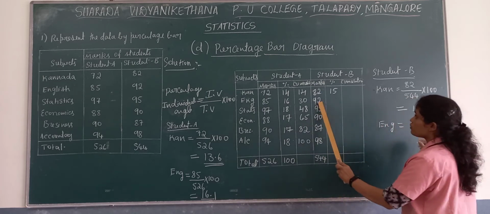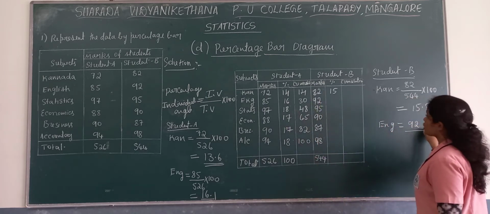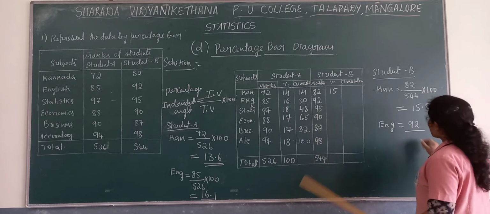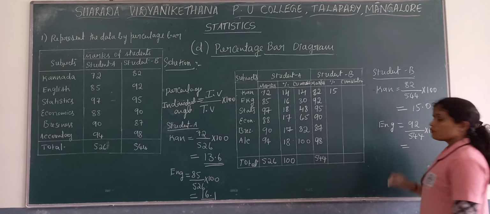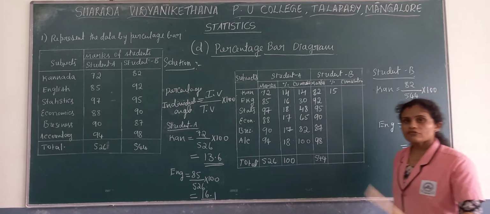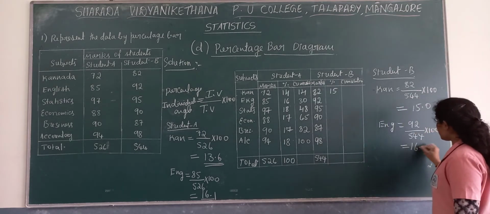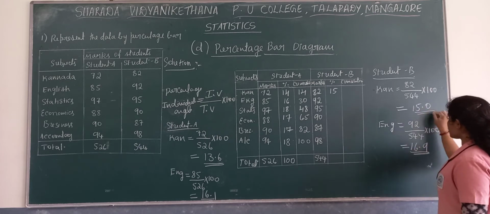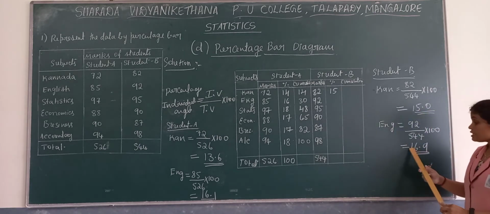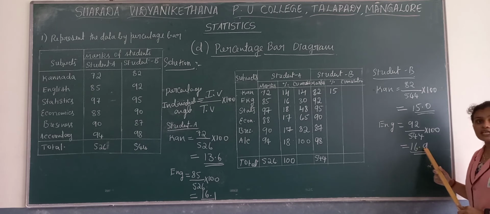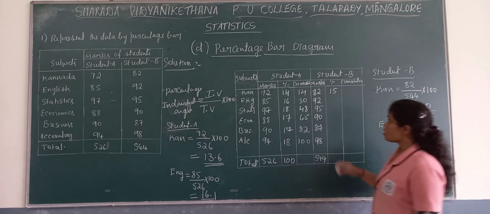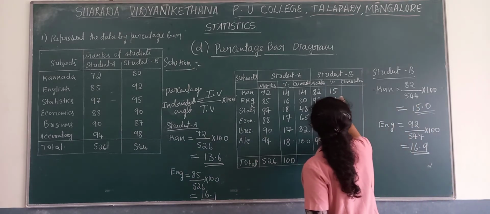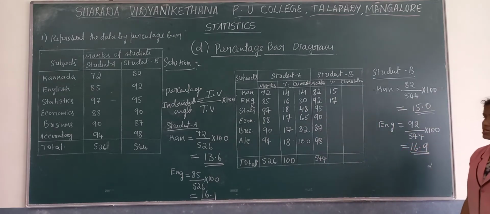What is the value? Individual value 92 divided by 544 into 100. There we get 60.9. See, since after the decimal it is 9, more than 5, we can increase it by 1. If you want to make it a round figure, we have to increase it. So here we can write it as 70.